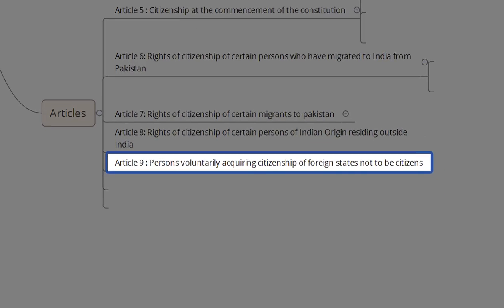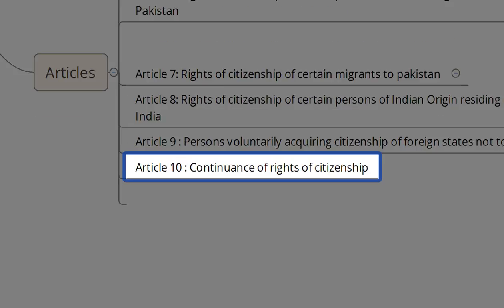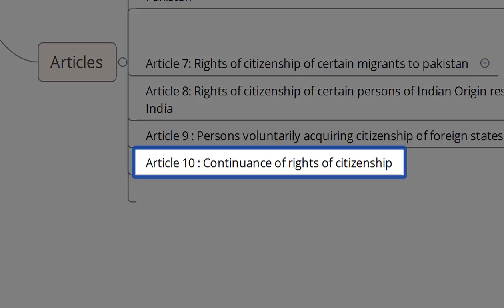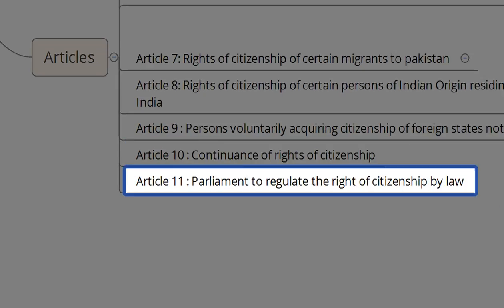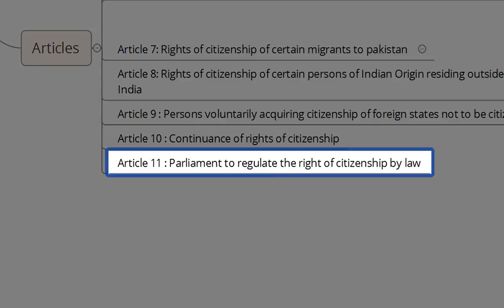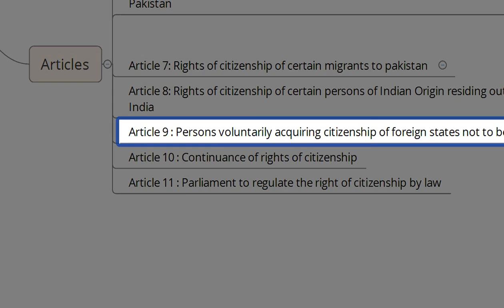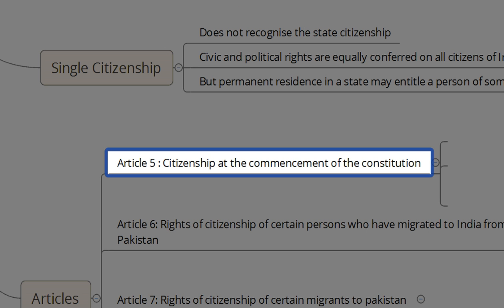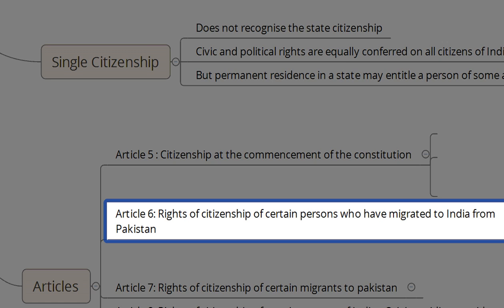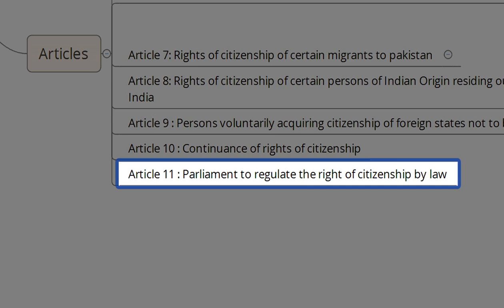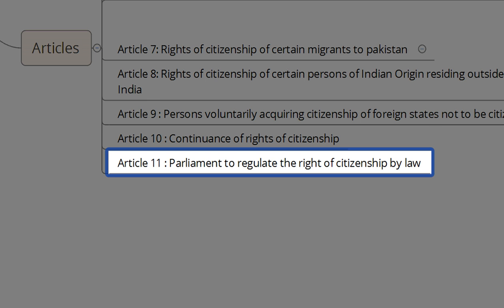India. And Article 9 talks about persons voluntarily acquiring the citizenship of foreign states not to be citizens of India. And then Article 10 talks about the continuance of the citizenship rights. And Article 11 talks about the Parliament regulating the right of citizenship by law. If we see these articles, all of them talk mostly about citizenship at the commencement of the Constitution only. So Article 11 has given the power to the Parliament to regulate the right of citizenship after the commencement of the Constitution.